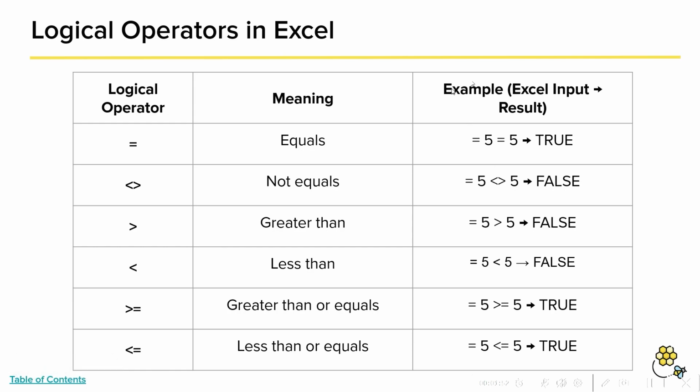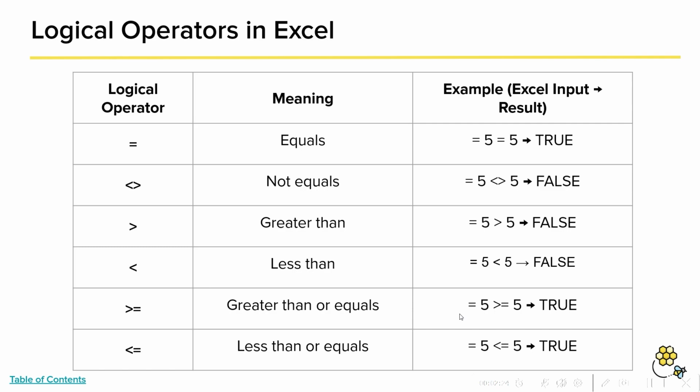Let's go over a few examples over here to the right. If I were to say 5 equals 5, that would return true because 5 is the same as 5. However, if I were to ask Excel if 5 does not equal 5, that would return false because they do equal each other. If we ask Excel whether 5 is greater than 5, it would return false because it's not. 5 is less than 5 would also return false because it's not.